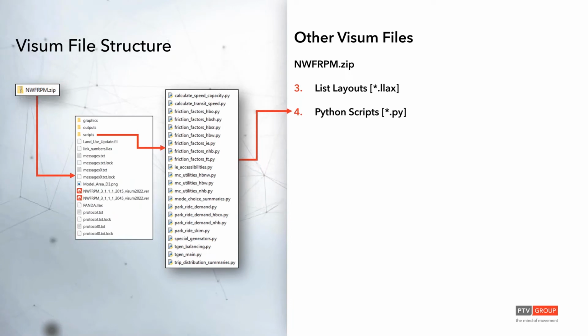We also have a number of scripts in our model that help with the population synthesis and trip generation and trip distribution. You'll need these script files to be contained in the same project directory as your version file. They're all Python scripts, so you can go in and look at all of the code of those Python scripts.